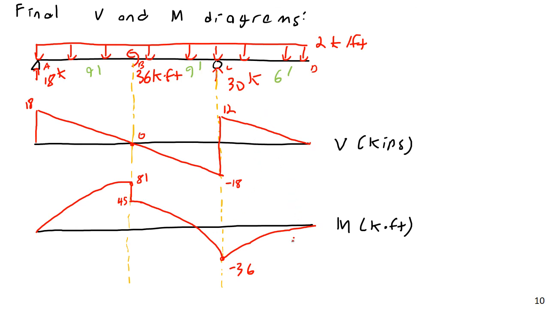But interestingly enough, we'll see this more when we get to the differential relationships. Because shear is the derivative of moment, the value of shear should be equal to the slope of moment. And so when the moment is horizontal, the shear should be 0. And when the moment is steepest, the shear should be at maximum, etc. But we will look at that in the next video.